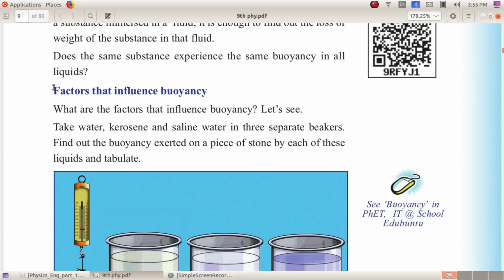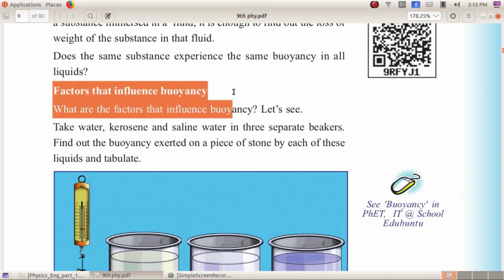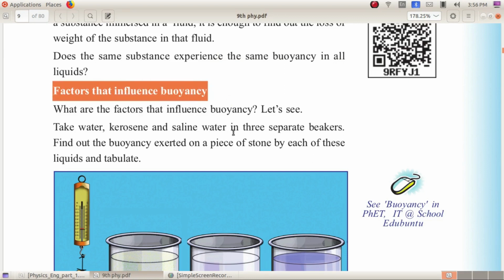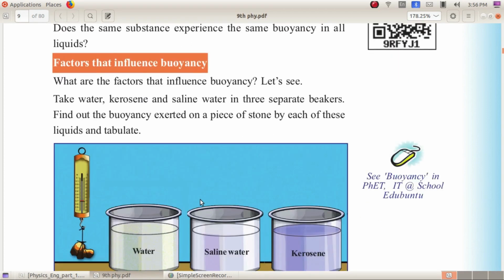Thus, we arrive at the conclusion that the density of a liquid is a factor that influences the buoyancy of a body in that liquid. Thus, we can see that density is a factor which influences the buoyancy. The buoyancy is influenced by the density of liquid, and also we find that when the density is greater, buoyancy will also be greater. Buoyancy increases with increase in density.